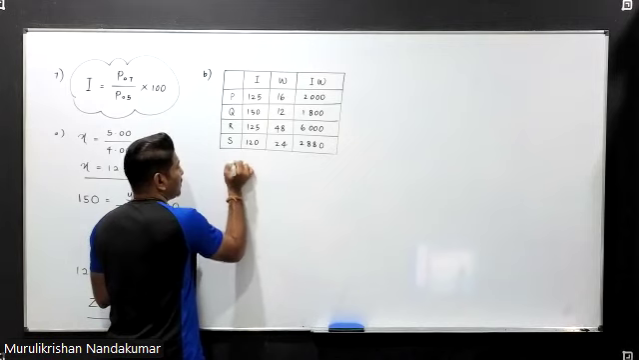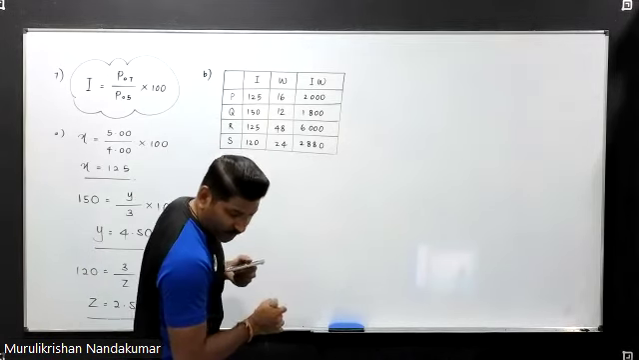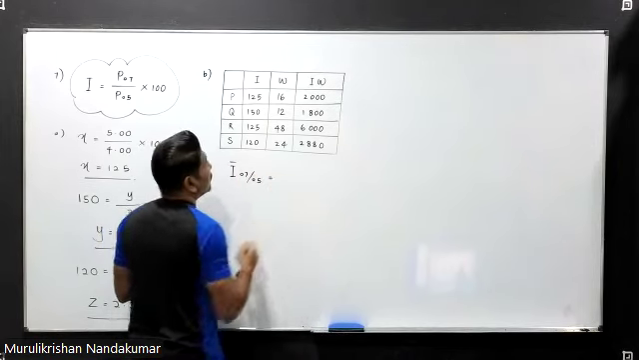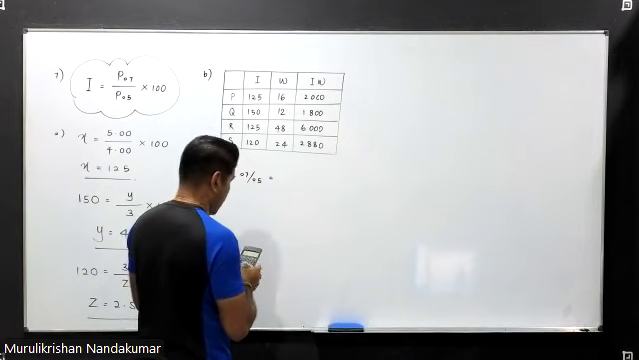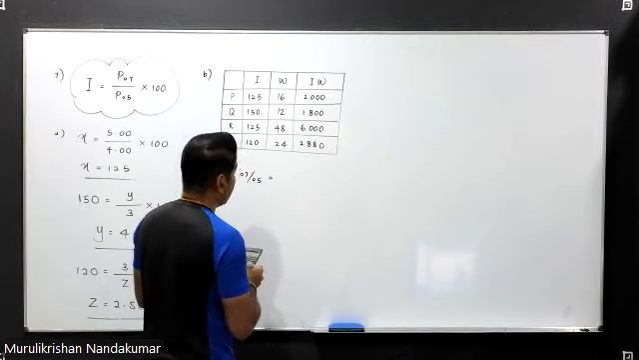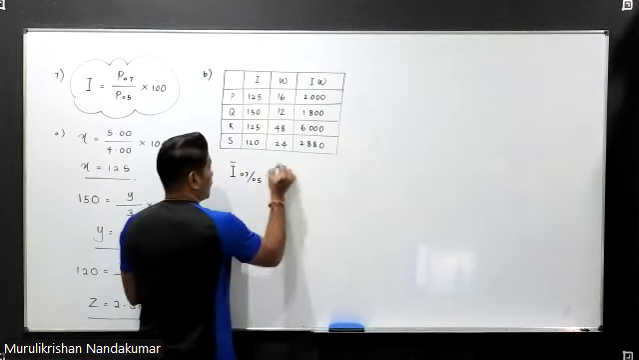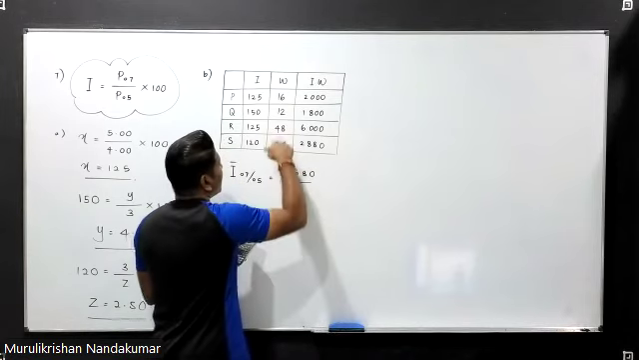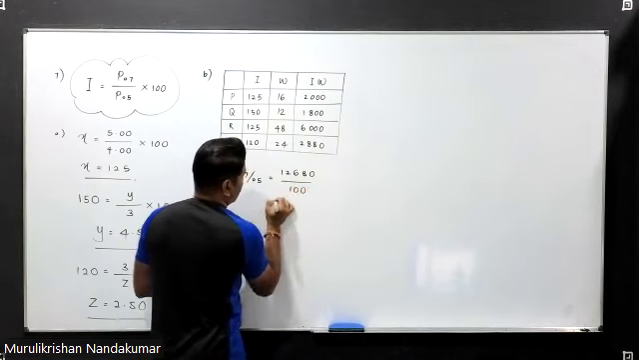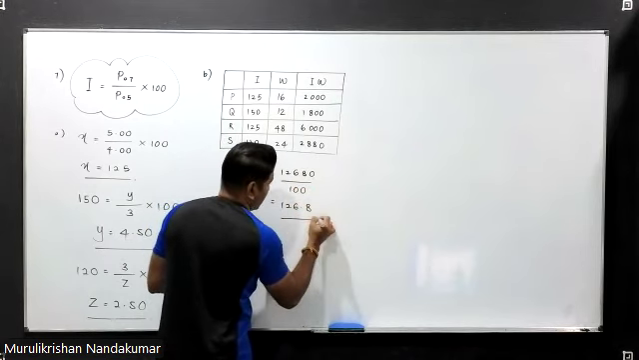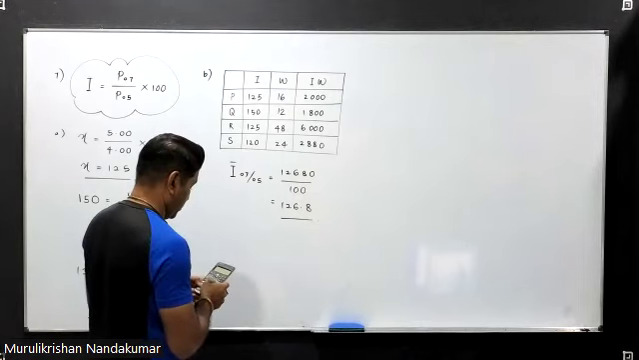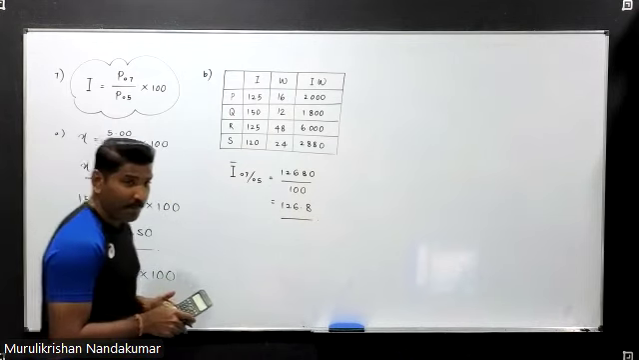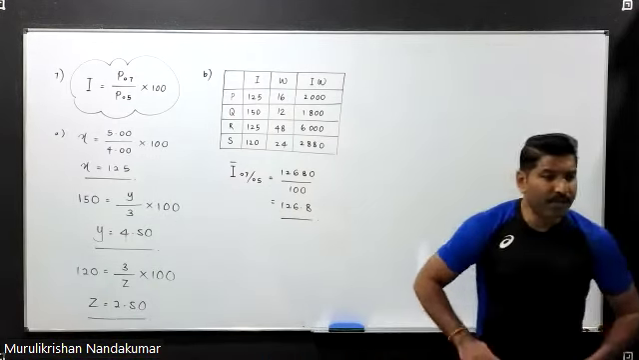It is a composite index for the year 7 and 5. Okay, the total of sigma IW: 2000 plus 1800 plus 6000, 2880, 212. Is this 100 class? Okay, settle. So this is your composite.